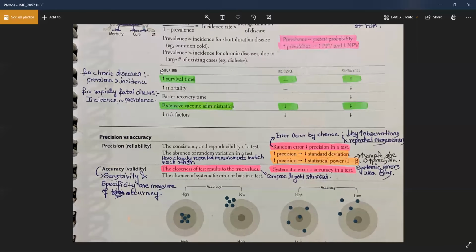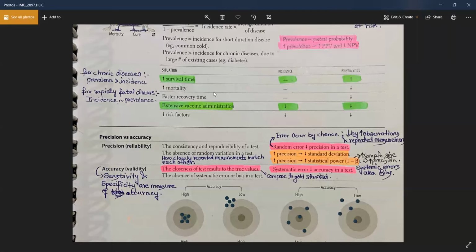Then come certain scenarios. Whenever you have an increased survival time from a disease, say diabetes, there are lots of treatments available for diabetes now, and the patients are not dying anymore. So what's going to happen? The duration of the diabetes is increasing. As a result, there won't be any effect on the incidence; it will always remain normal. But for the prevalence, because new cases are being added and the previous cases keep on accumulating in the population, the prevalence of the disease is increasing.